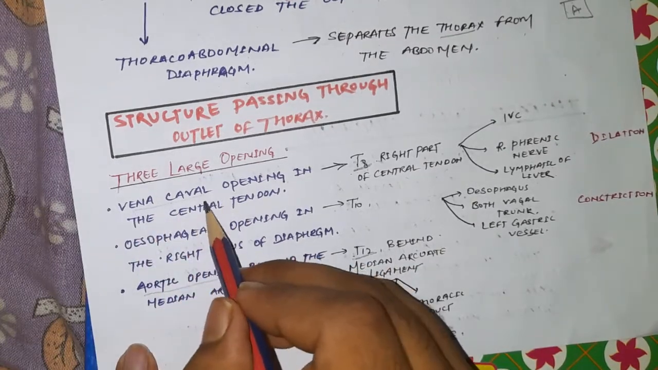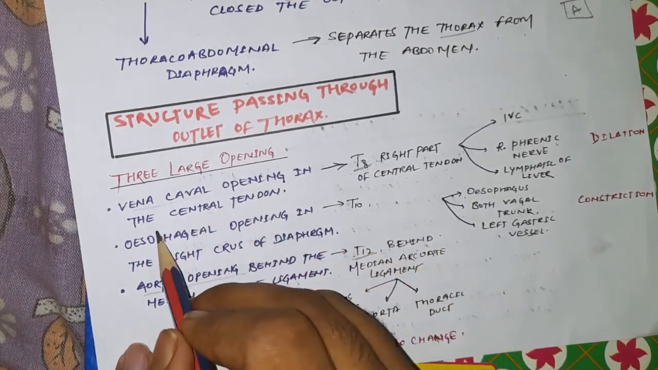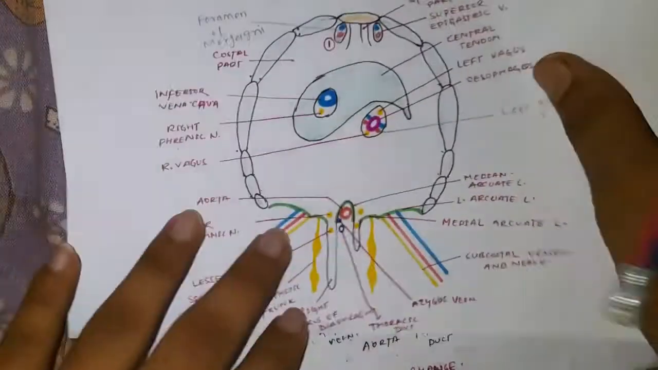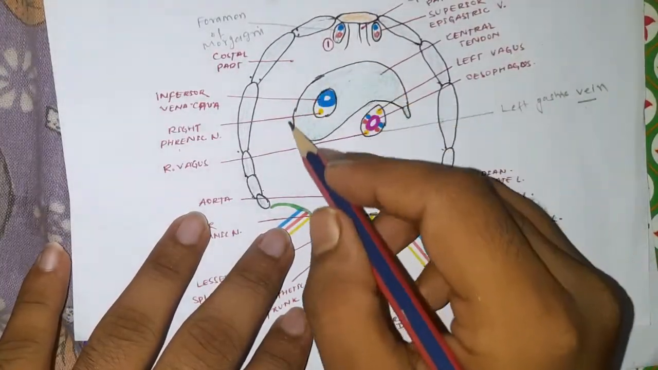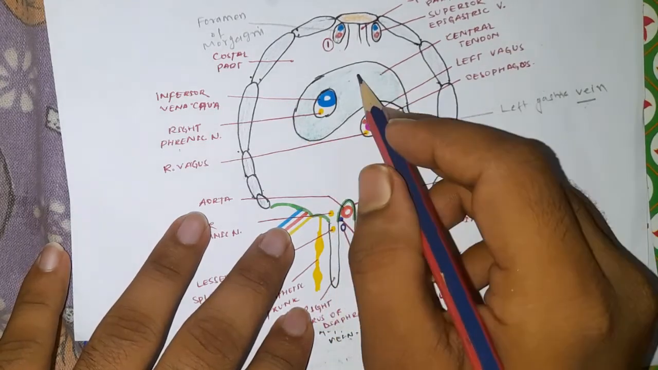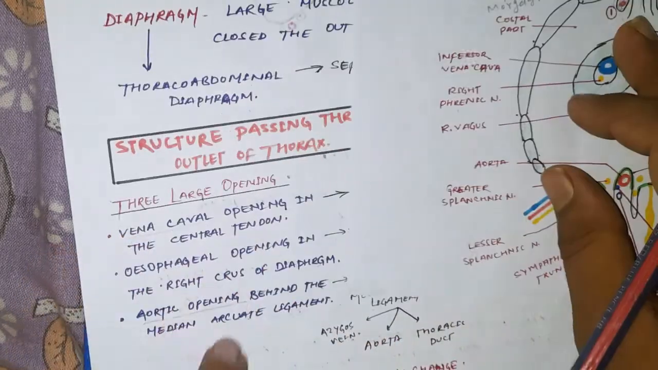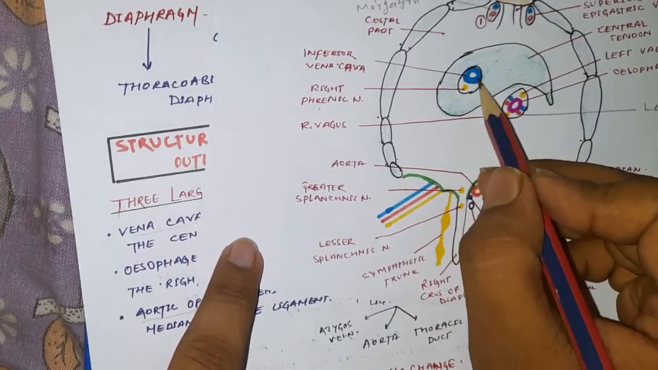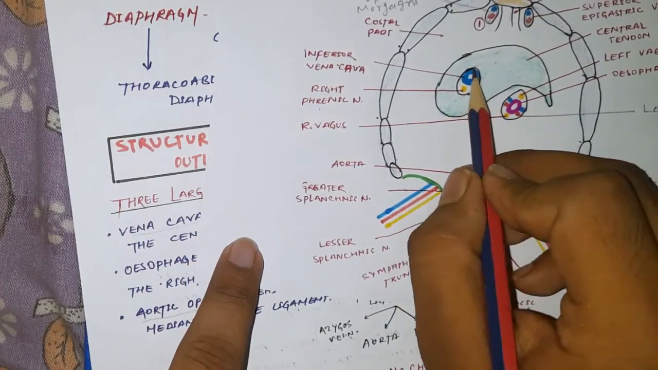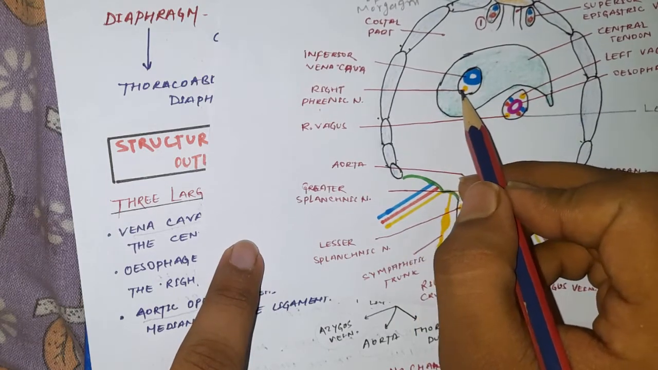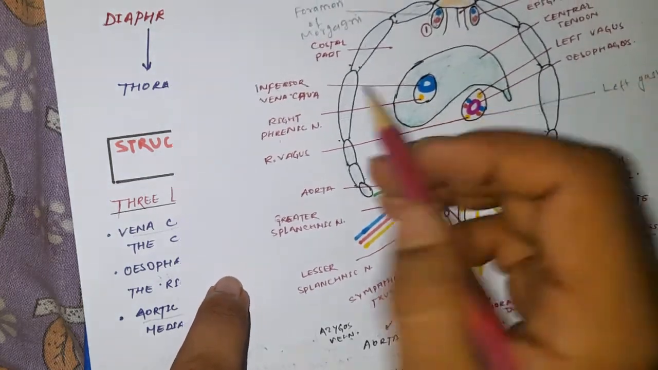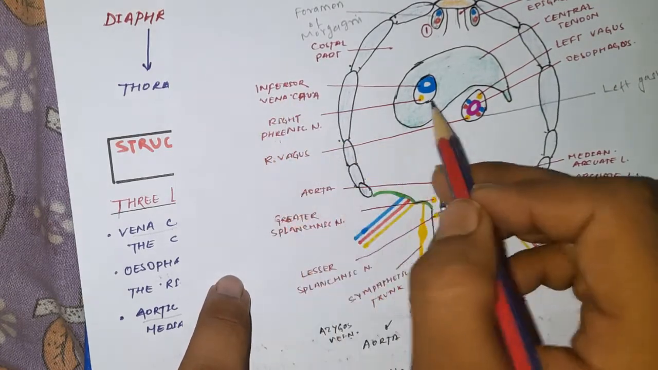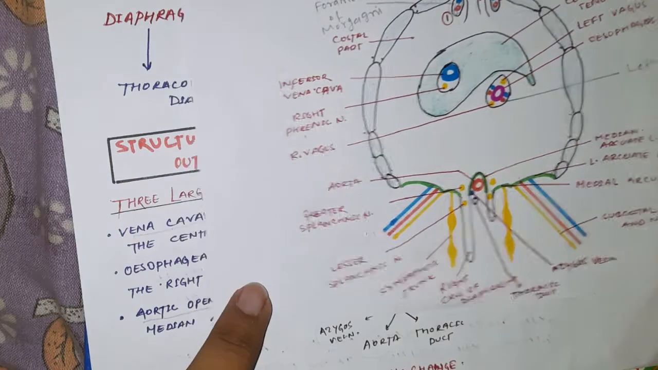The vena cava opening is present in the central tendon. We see it here in the diagram. This is the central tendon. In this tendon we see the vena cava opening. In this vena cava opening, the inferior vena cava and the right phrenic nerve are present. These two structures are present.